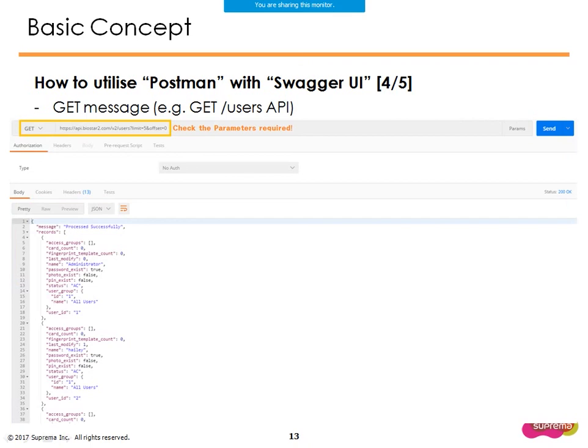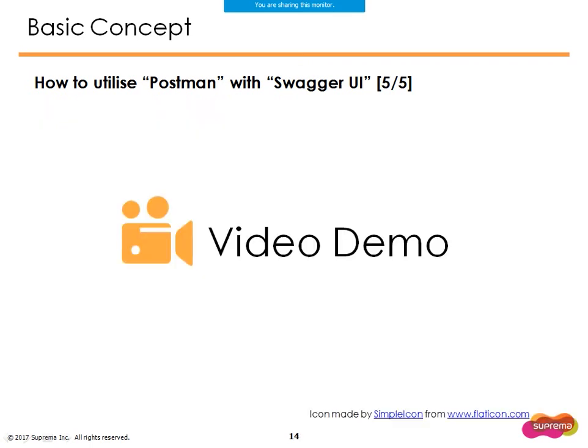Please look at the yellow box. In case that you have to use the parameters in the URL, you should use the following format. Please note that there should be no space in the URL. Now, I will play the video about how to use Postman with Swagger UI. Let's see it.